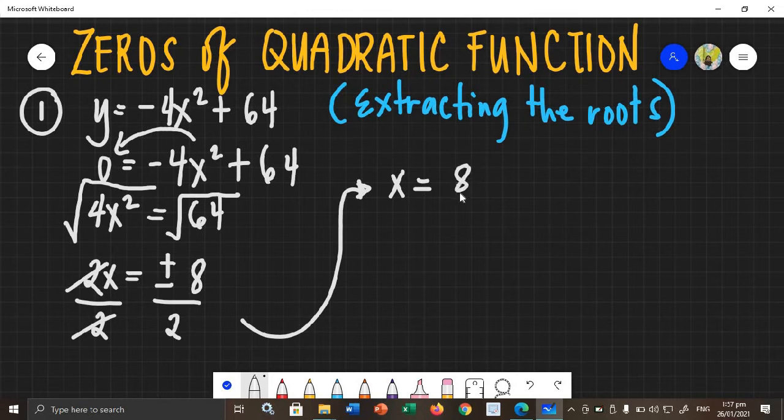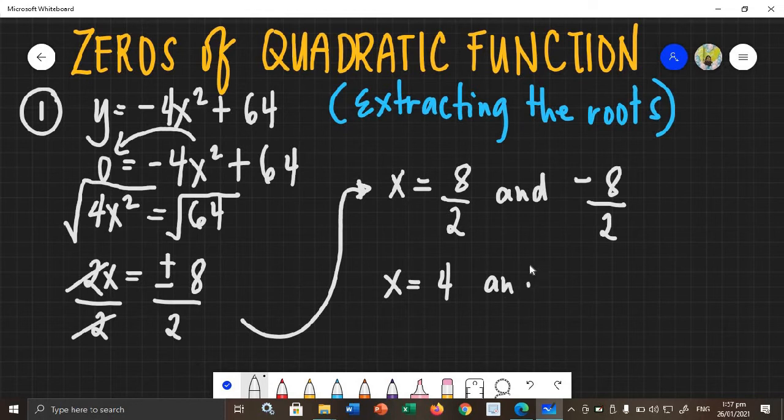So, the other one is positive, no? 8 over 2, and then the other one is a negative. So, negative 8 over 2 yung isa. And then, isimplify natin. So, 8 over 2, that is equal to 4. And negative 8 over 2, that is equal to negative 4. So, these are now the zeros of the quadratic function.